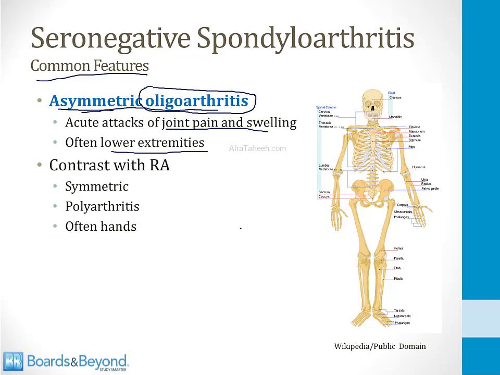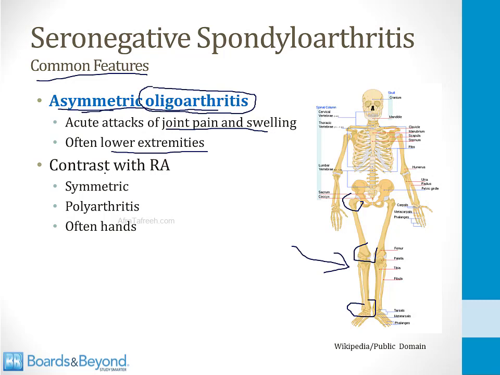So if you think about it, this is a very unusual presentation: to present to the doctor with complaints of multiple joints on only one side of the body, usually in the lower extremities. For example, a patient may complain of pain in the hip, pain in the knee, and pain at the ankle. That's 3 joints. It's an oligoarthritis, and it's asymmetric on one side of the body. That's an unusual presentation, and it's classic for the seronegative spondyloarthritis conditions.